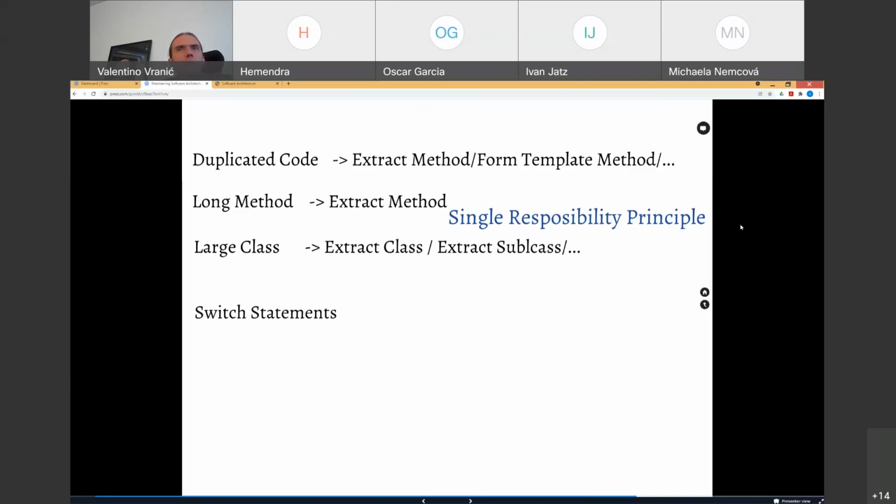Switch statements. So complicated your code with many switch statements or if-else statements. Same. Actually, might be avoided by replacing them by using polymorphism. So replace conditional. Conditional is that switch statement with polymorphism.